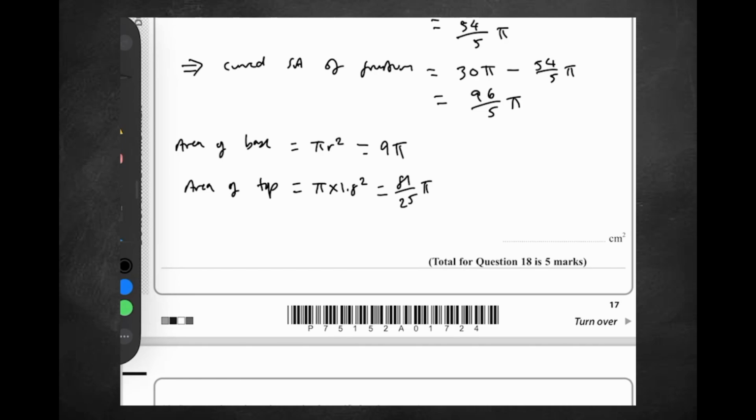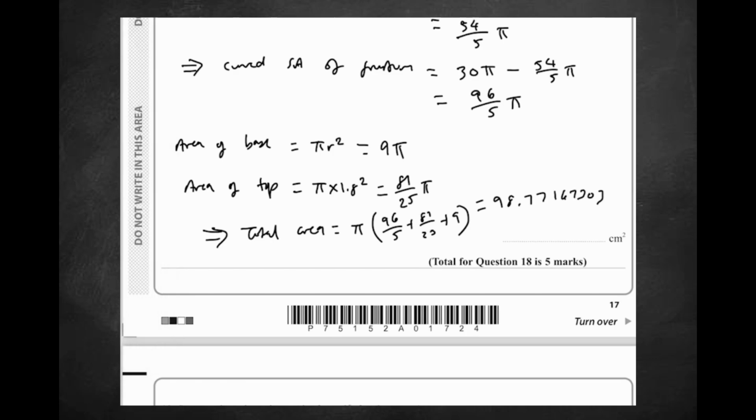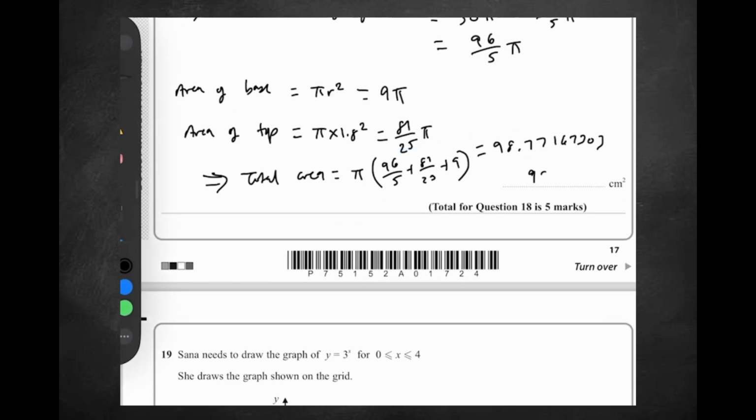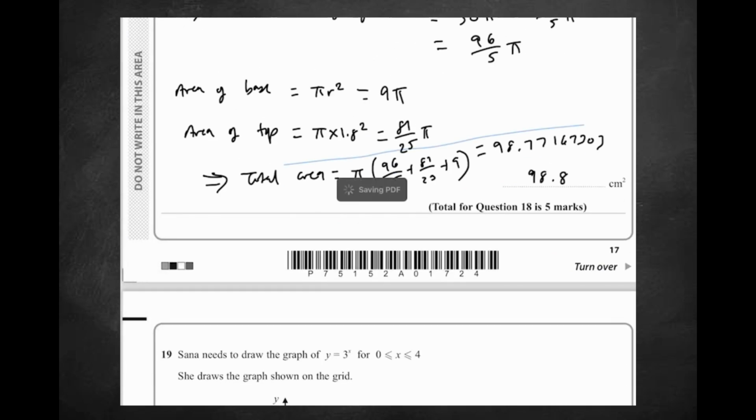Therefore, total area is lots of pi: 96 over 5 plus 81 over 25 plus 9. I'm going to whack all that in my calculator. 81 divided by 25 plus 9 plus 96 over 5, multiplied by pi. 98.77167303. I'm just going to double check that the question asked for 3 significant figures. It did. 98.8 centimeters squared.